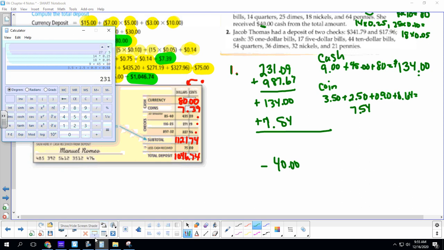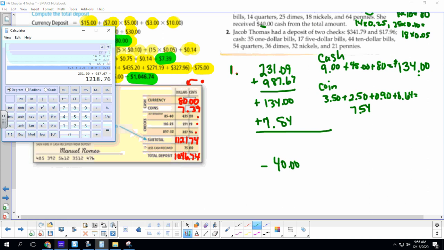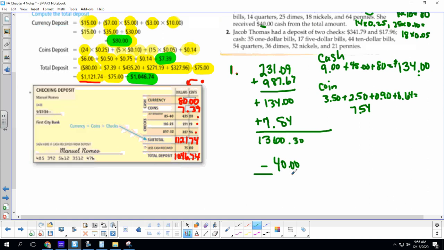So we got 231, 987.67, 134, 754, subtotal 13.60 and 30 cents. And minus $40. So our total deposit, $1,320.30.